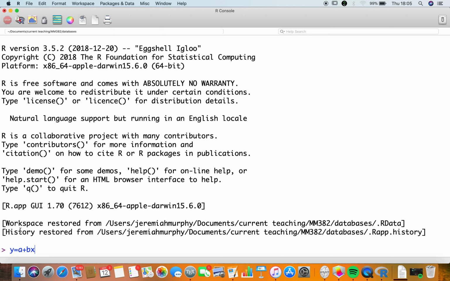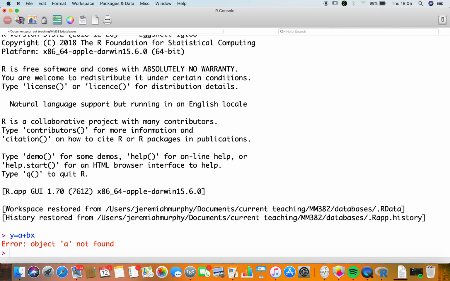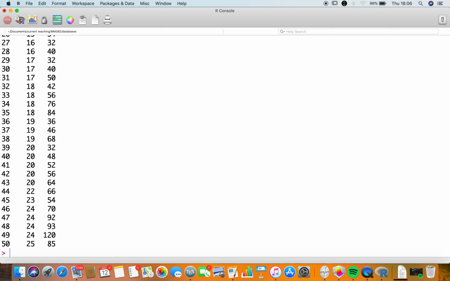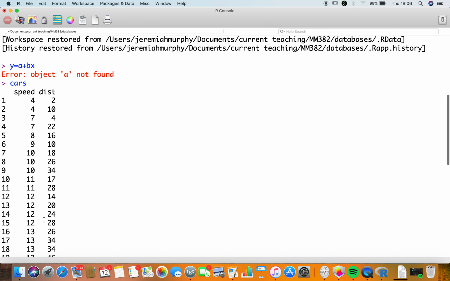In R, there are some inbuilt functions that should make this ridiculously easy. So let's look at a data set. As I said to you guys, there are a number of inbuilt data sets in R, and these data sets have been chosen to illustrate different aspects of data analytics. One of the data sets is called cars. I just typed it in there, and you see what it is.